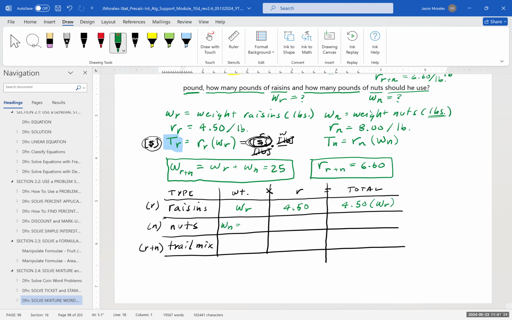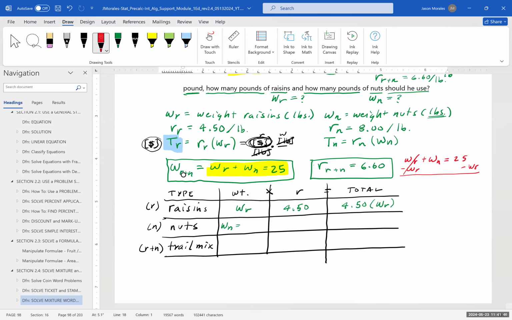Okay, so the weight of nuts we can actually get from this equation here. All right, so what do I mean by that? So if we take the weight of raisins plus the weight of nuts, that's equal to 25. And if we subtract both sides by the weight of raisins, that'll be 0. Now we've got the weight of nuts is equal to 25 minus the weight of raisins. So where we have weight of nuts, we can put 25 minus the weight of raisins in its place.